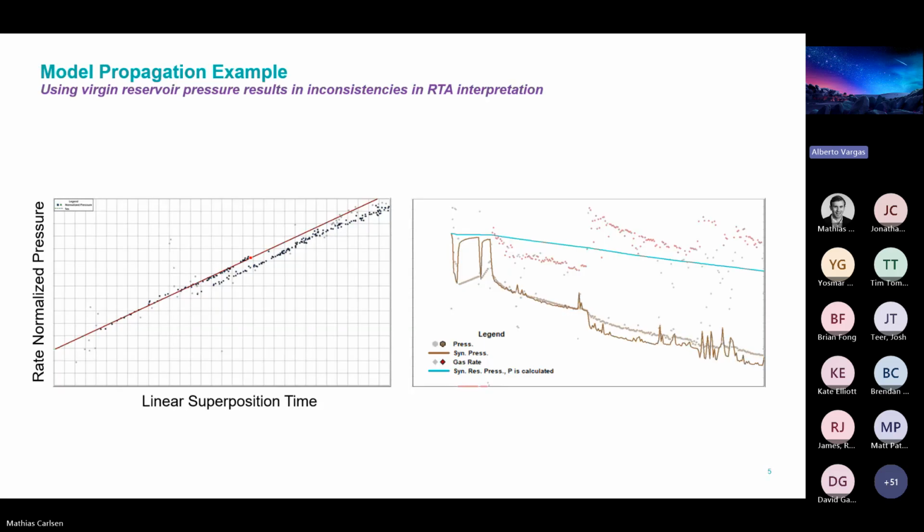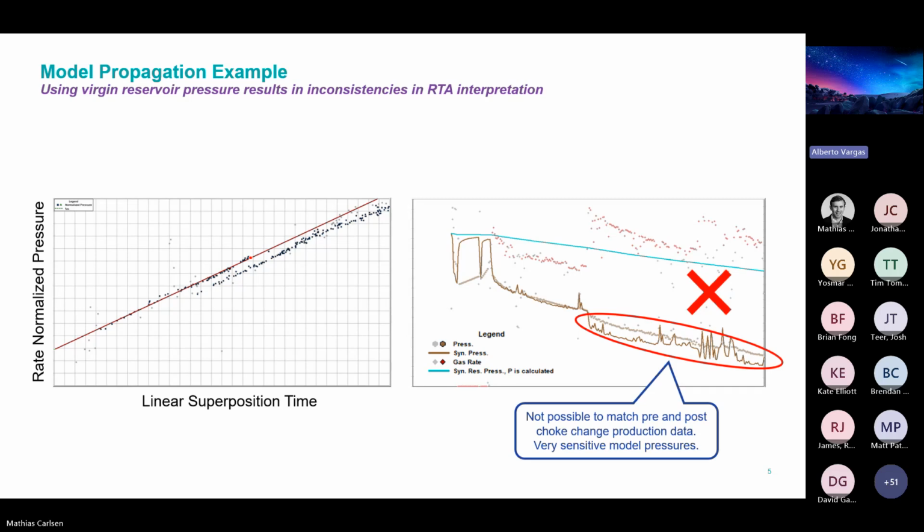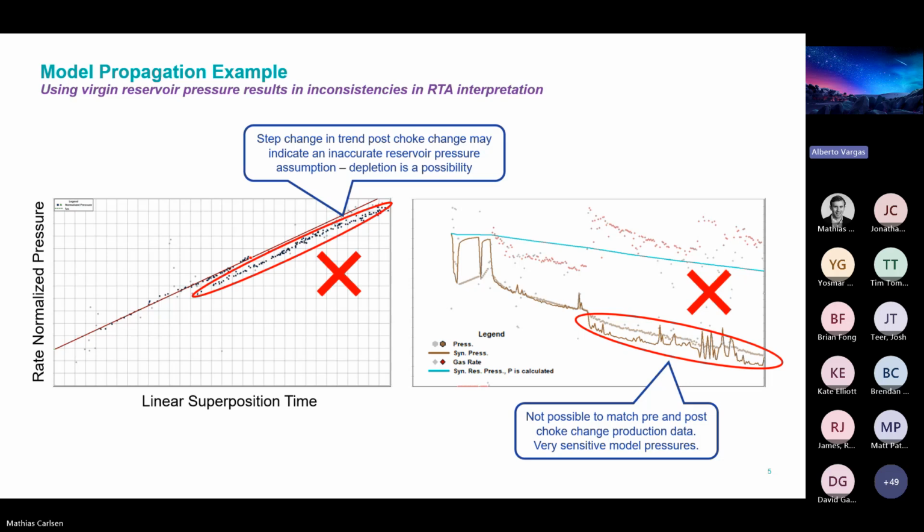So to give you an idea of what this looks like played out, if you were to go with that first interpretation, matching just the initial data, you'll see that you fit the first bit of pressure data very nicely, but after that choke change, the match is really quite poor, and the production data is very erratic. And the erratic nature is due to the low FCD. And then I just wanted to note that this change in trend after the choke change is likely an indication of an incorrect reservoir pressure assumption, and that depletion is a possibility here.